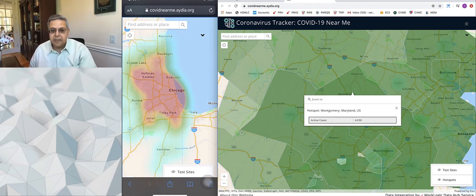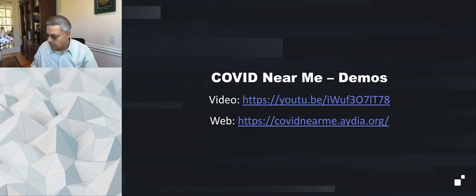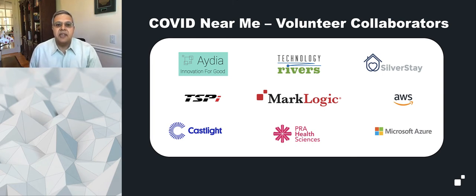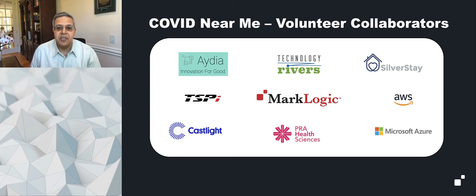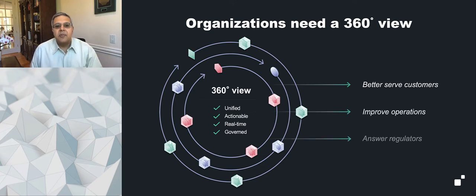All right, back to the presentation now. First of all, I'd like to take a little bit of time to thank all of the people who have been volunteering their hard time and effort to build this application. Idea.org is the nonprofit that's been helping us publish this application. Technology Rivers and TSPI have been helping with the mobile front end. MarkLogic is running the back end and the web application that you saw. Castlight is providing test site information, and PRA Health Sciences is providing test result information.